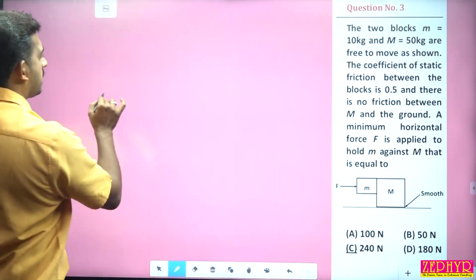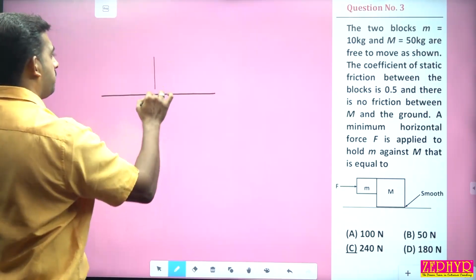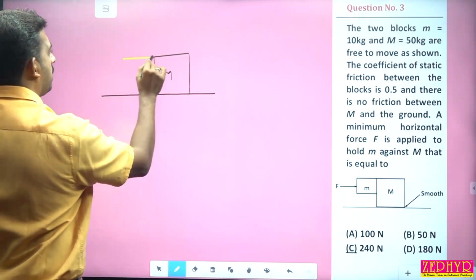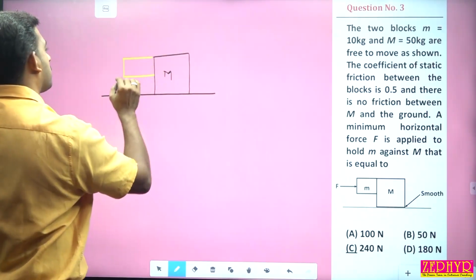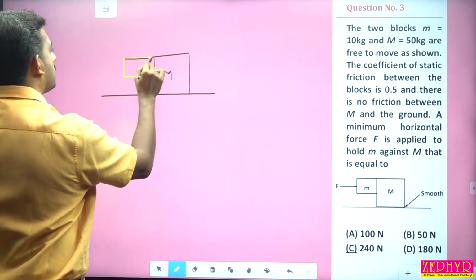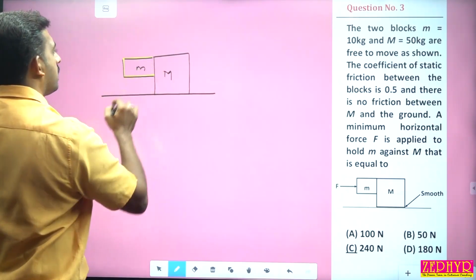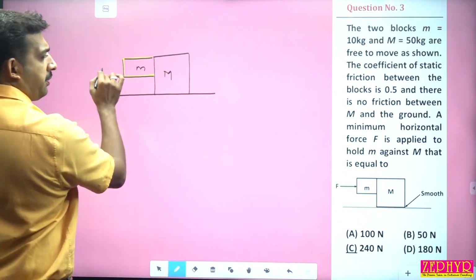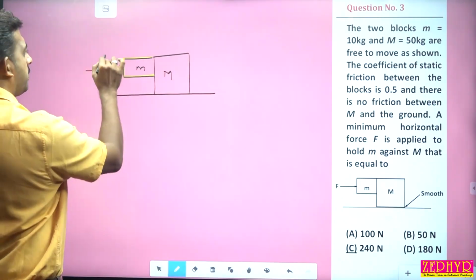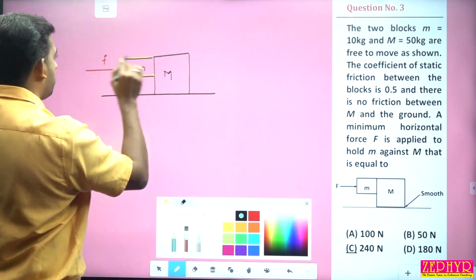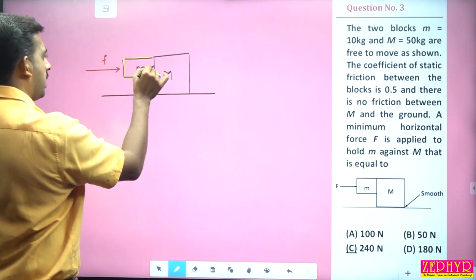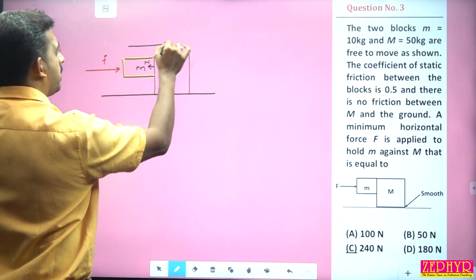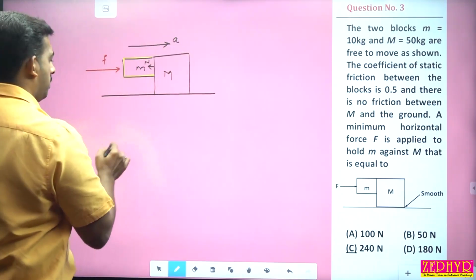So we have two masses like this, capital M, and we have a mass small m like this. And we are applying a force on the small m like this. F is the force applied on small m. And the normal reaction given by capital M on small m, let that be N. The entire system is moving forward with an acceleration of A. So what is that acceleration?